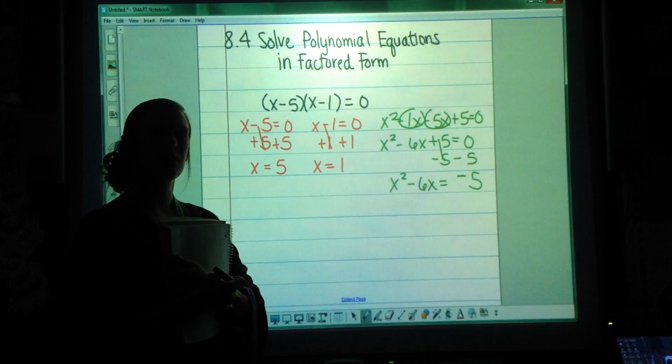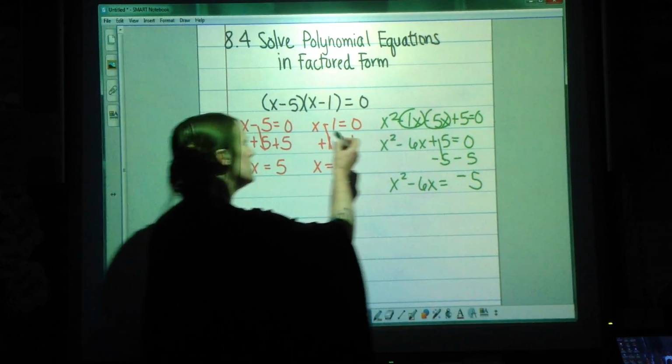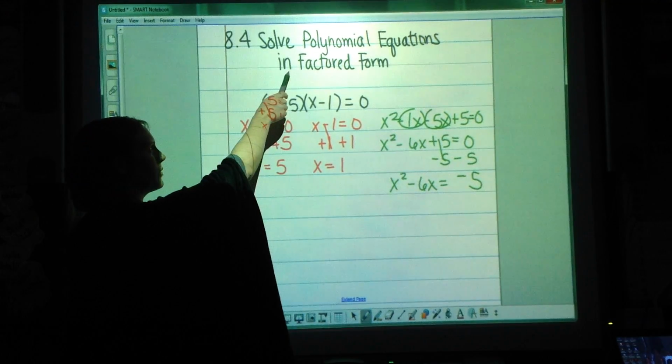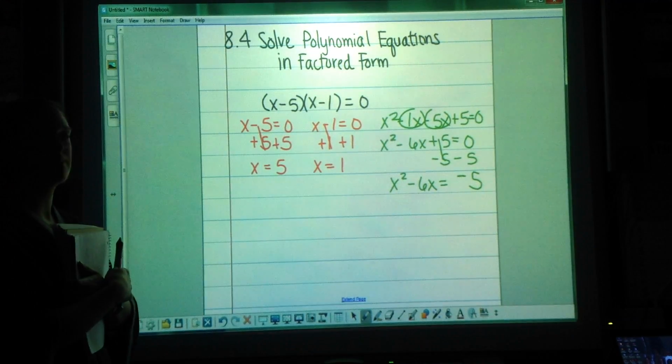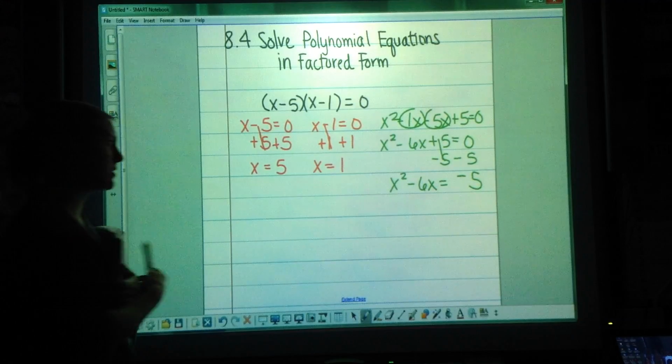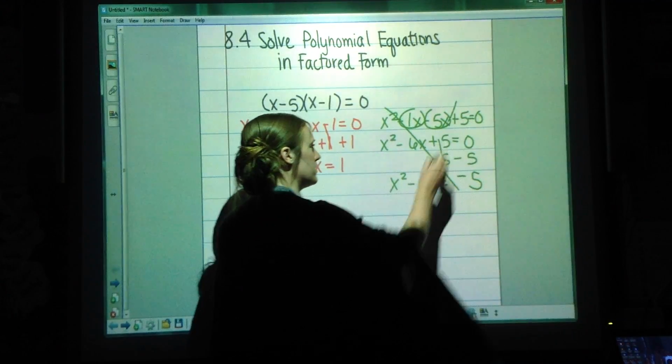So instead of multiplying out in the beginning, I'm going to leave it in factored form, and that's where this comes right here in the title. We're going to solve polynomial equations in factored form. Do not multiply them out. So this is a big no-no.